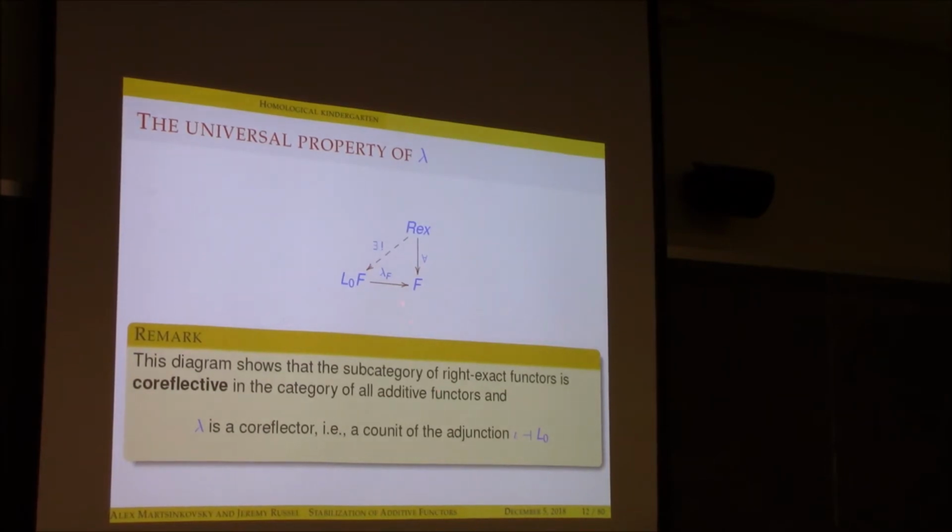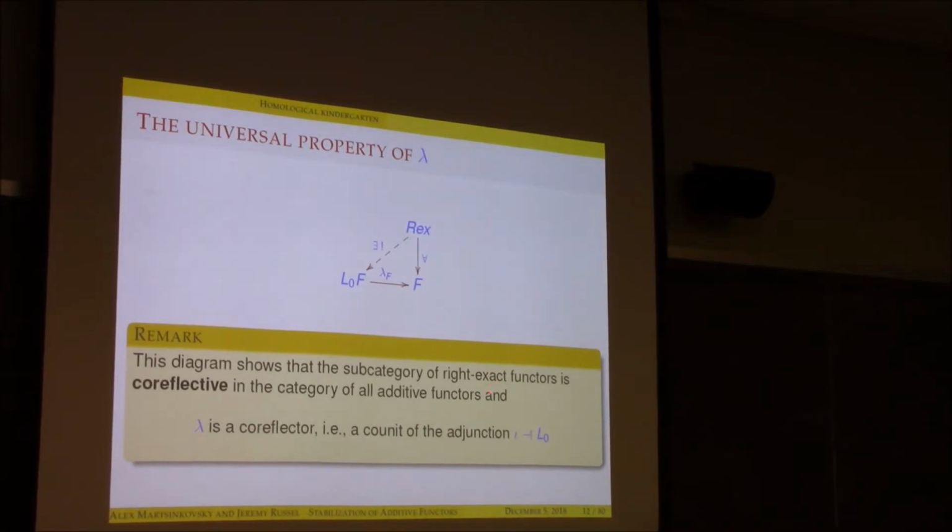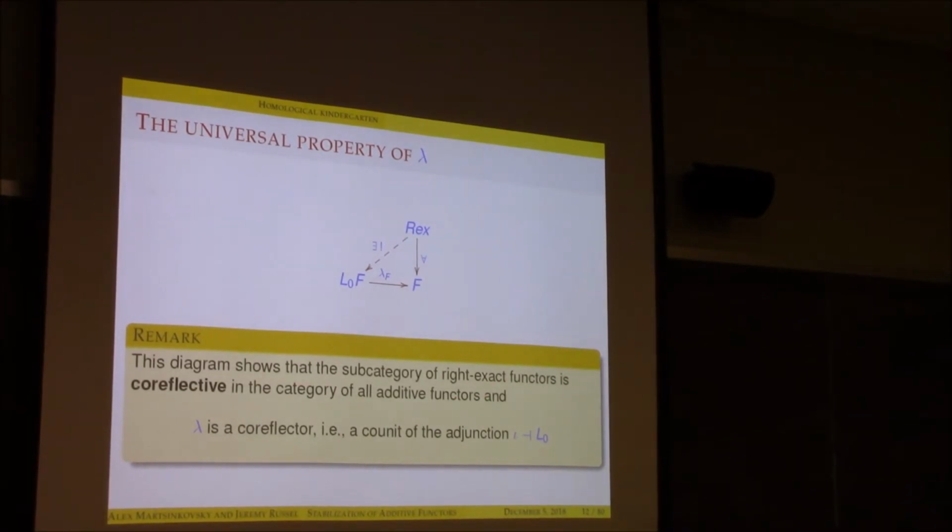So what is this lambda? Forget about subscript f. So we have a natural transformation from L0 to the identity functor here. So lambda is a co-reflector. Okay, it's a co-reflector. Now just think about it. So why do we need projectives then to define L0, if it's the value of the co-reflector on your functor? Well, just think about this possibility. The subcategory of right exact functors is co-reflective.